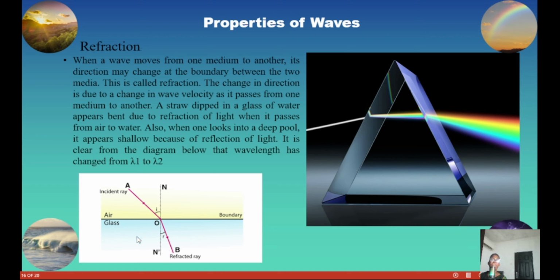So basically, refraction occurs between two media. It can't be one, it's two media. When a wave moves from one medium to another, its direction may change at the boundary between the two media. So this will change at this point. When the incident ray was coming, it came straight like this, but can you see the angle is different? The angle of incidence here is bigger than the angle of refraction. So that's what this is talking about. The change in direction is due to a change in wave velocity as it passes from one medium to another. So that is all about refraction.